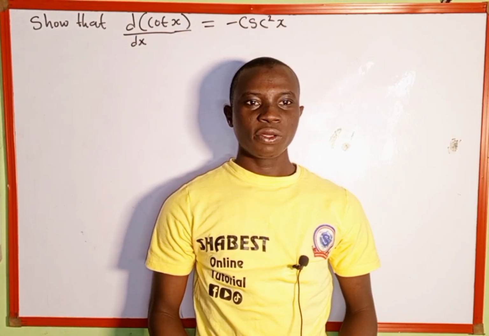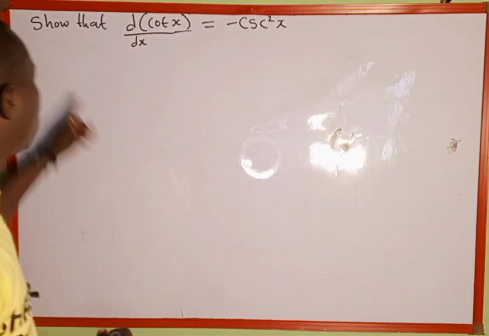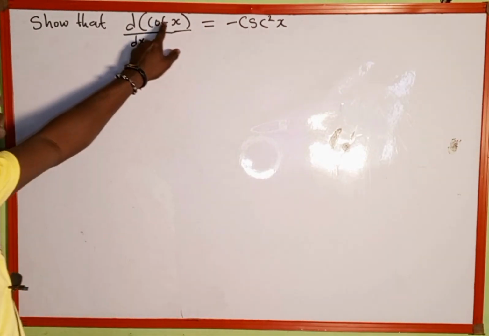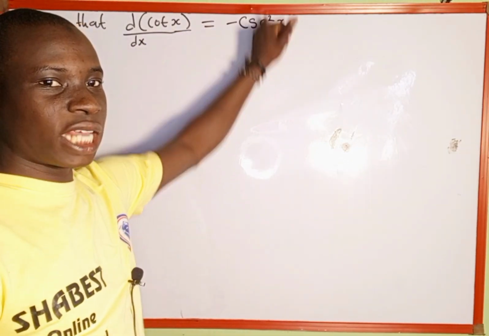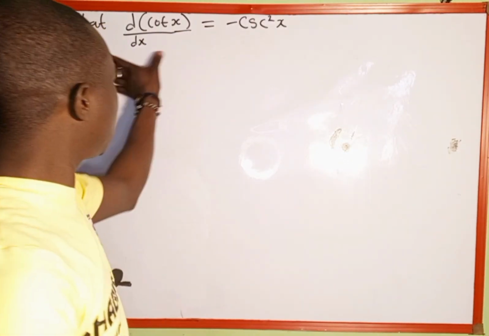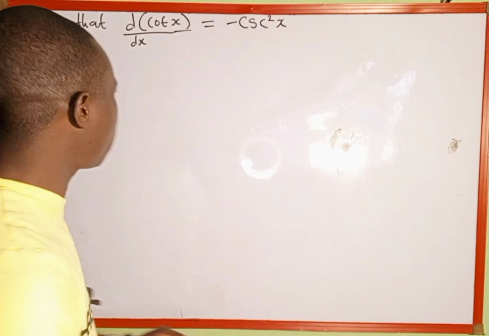In today's tutorial, we're going to learn how to prove this trigonometry function. The given question is: show that the derivative of cotangent x with respect to x is the same as minus cosec square x. So we're going to take the left hand side of this equation and use it to show that the left hand side is the same as the right hand side.